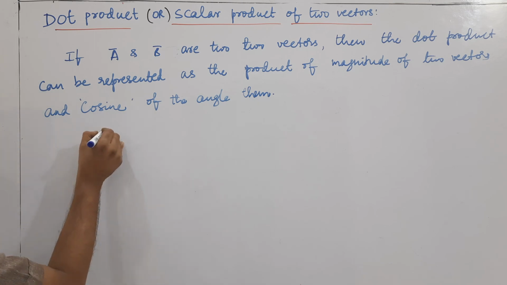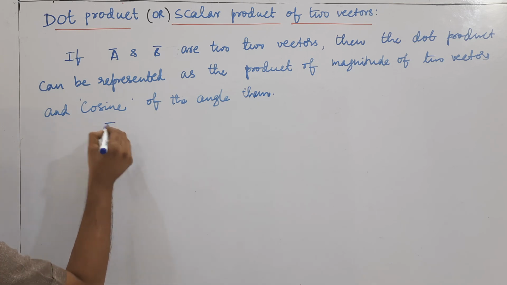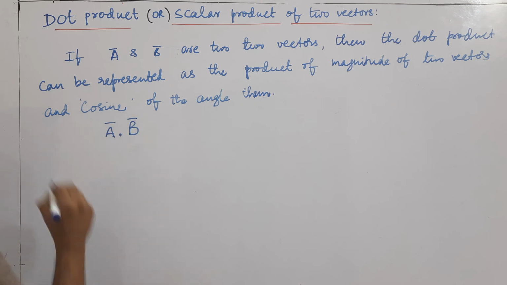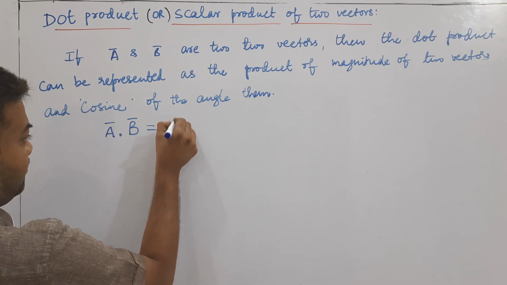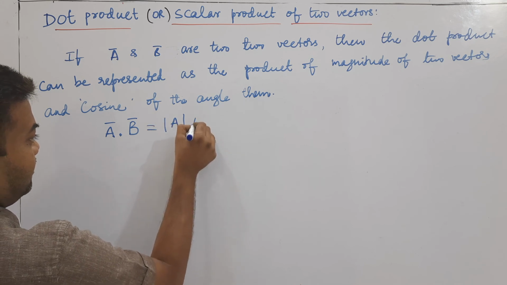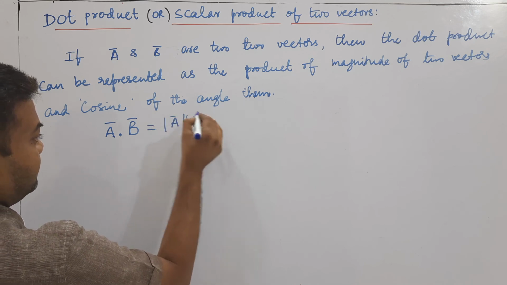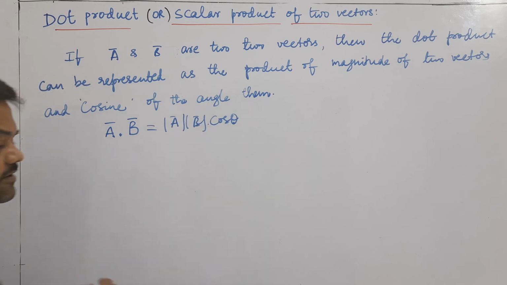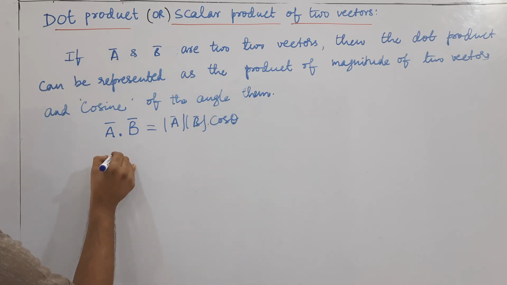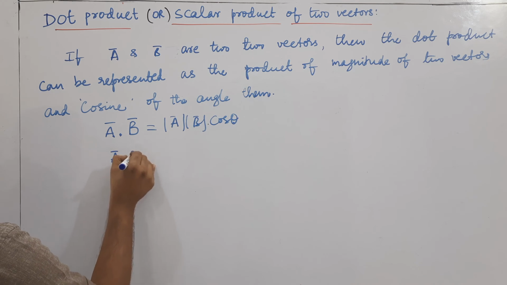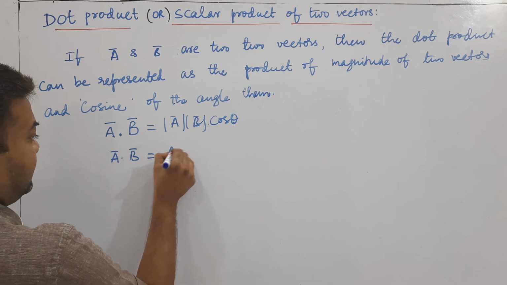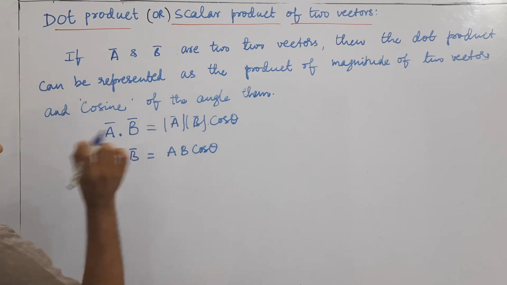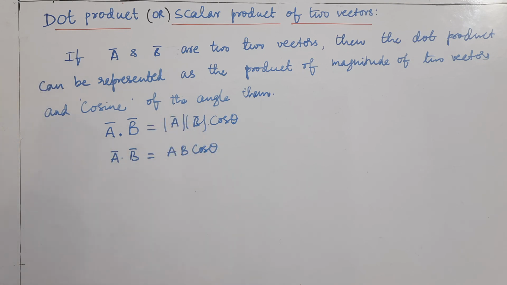Means if a bar and b bar are two vectors, then the dot product a bar dot b bar is equal to modulus of a bar, modulus of b bar, into cos of the angle, that is cos theta. Or we can write a bar dot b bar is equal to AB cos theta, where modulus of a bar is A.